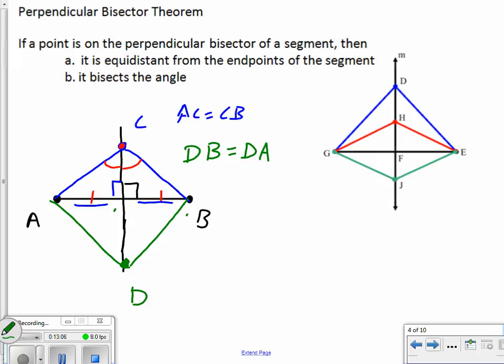Similarly, this angle has to be just as big as this angle. Again, it has to. Kind of just part of the definition. If we look at where D is at right here, this angle is just as big as this one, and this angle is just as big as this one. It's just part of the definition of the perpendicular bisector, and more so, it's the definition of a point that lies on the perpendicular bisector.